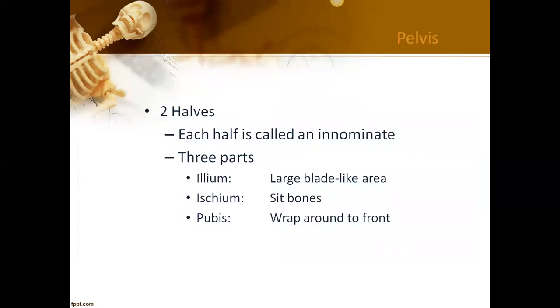Your pelvis has 2 halves. The pelvis is your hip bone, and it's made up of 3 parts: the ilium, the ischium, and the pubis. The ilium are the big blades that you'll see. The ischium is where you sit. And the pubis, when we look at a picture, you'll see it wraps around to the front.